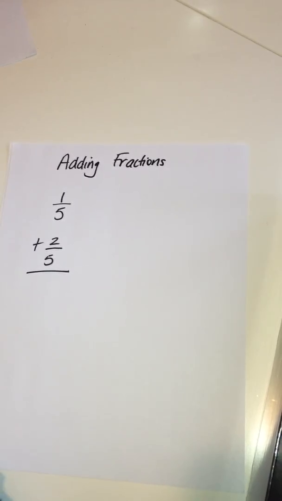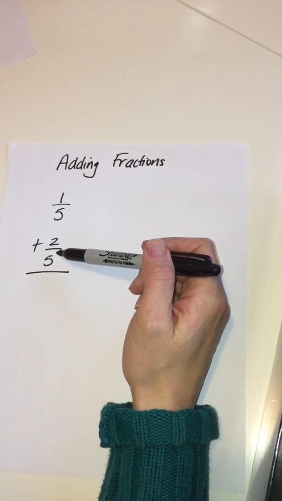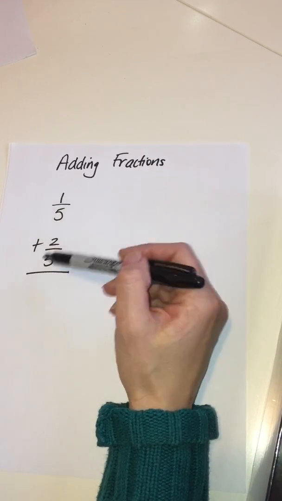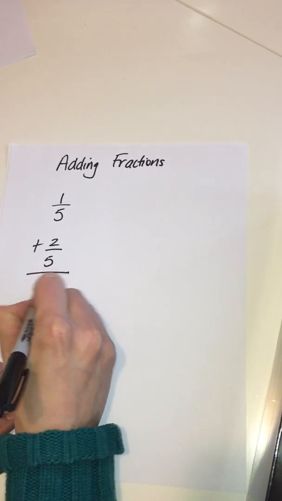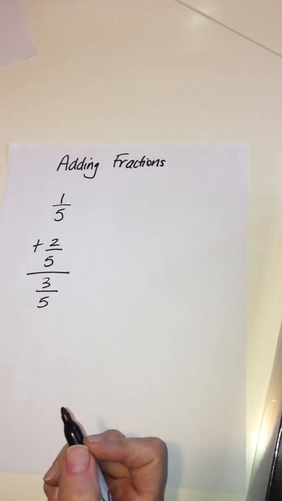Today we're going to be working on adding fractions. And so we know that when we add fractions like this, 1/5 plus 2/5, it's pretty easy because they have the same denominator. So I can just add the two numerators, 1 and 2, and I get 3. And then the denominator just stays the same. And then I'm done. So that's pretty easy.